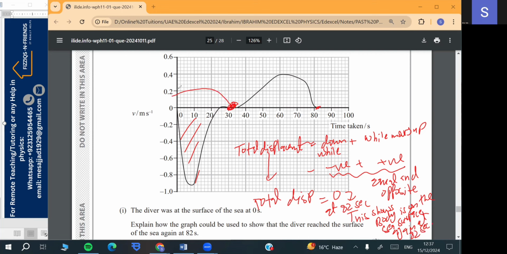Because this shows the maximum depth deep down the sea, not the maximum, not the 0 speed means that he's on the surface. Maximum depth. This does not show that the body is at the surface. This point actually shows that the body is at the surface, because at this point the negative distance is not cancelled with the positive distance. So be careful with it.